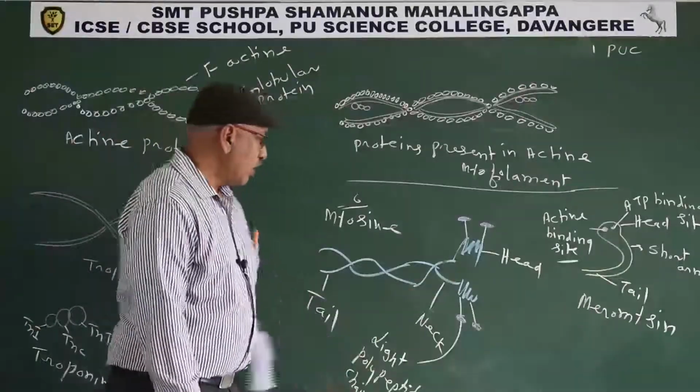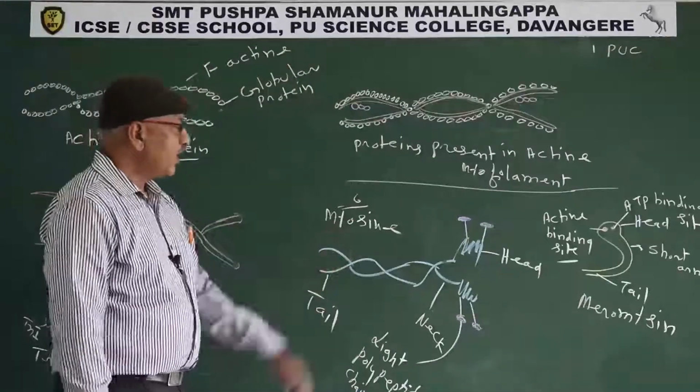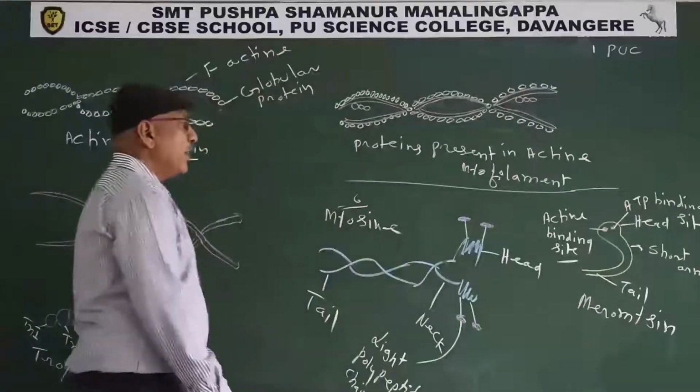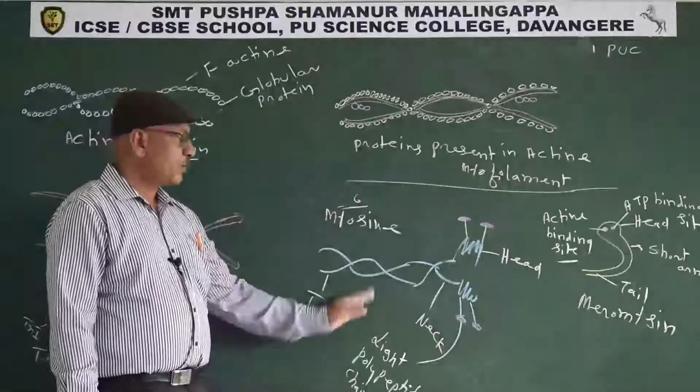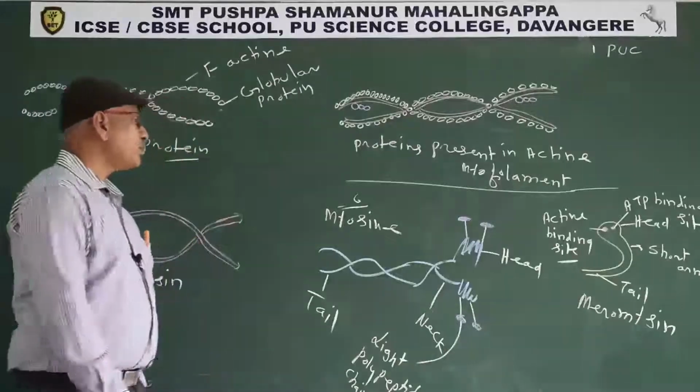So the monomer of myosin protein is meromyosin. 200 to 300 meromyosins are present throughout the length of the myosin protein.